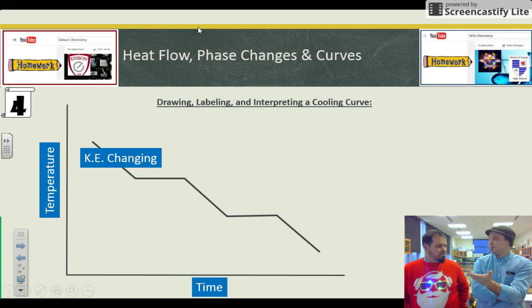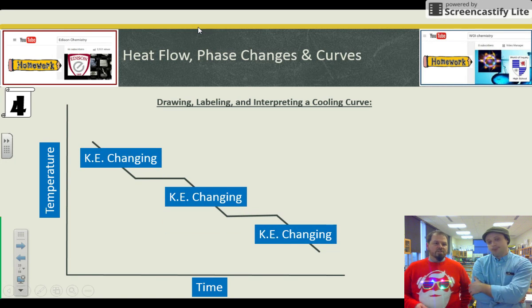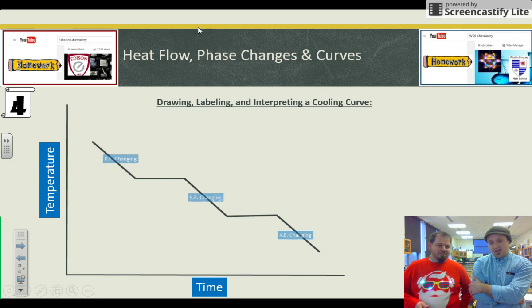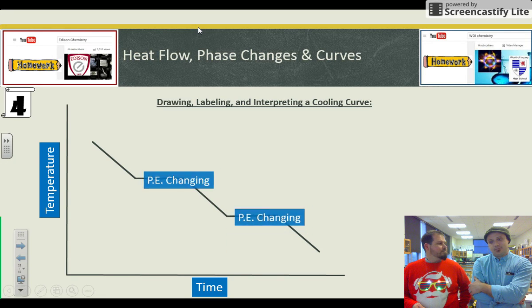All the flats are potential energy, and all the slants are kinetic. Sorry, I said the wrong thing. So slants are kinetic energy changing, and flats are potential, just like the other chart. There you go.